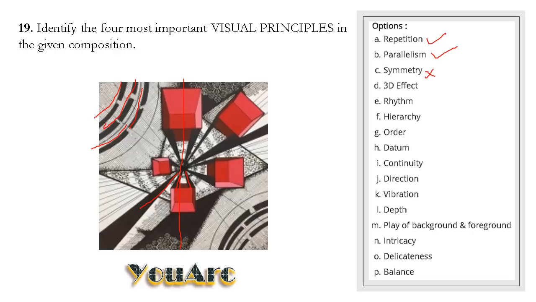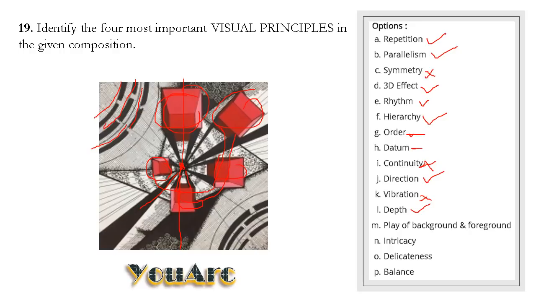3D effect definitely there. Rhythm, yes, rhythm is there. These particular 3D figures are in a rhythmic way, so this is rhythmic. Even though this is an example for radiating, radiation is not there here. Hierarchy, yes, we can feel hierarchy by size. See this particular 3D figure is small, it is going like this, and this one is bigger, so some hierarchy is there. Order, yes, we have order, but I'll keep that as an option. Datum, no, we can't say datum here. Continuity, no. Direction, yes, it has some direction. Vibration, no. Depth, yes, it has depth.